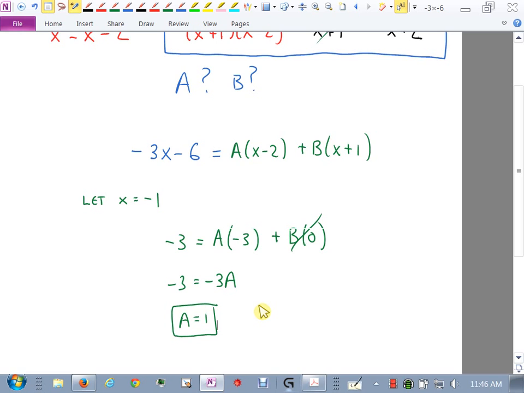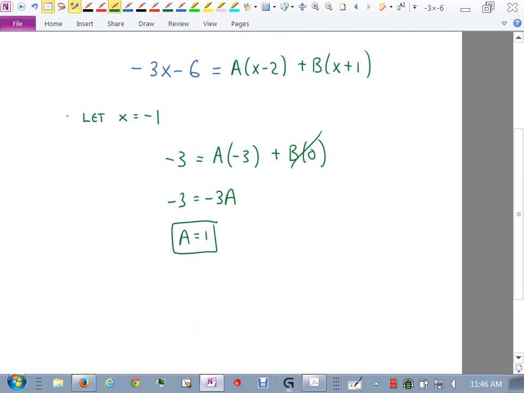How am I going to get B? Let's kill off the A. So now just come in here, little God complex again. Let x be 2. Let it be. And it is, and it was good. Okay, so here we go. X is now going to be 2.